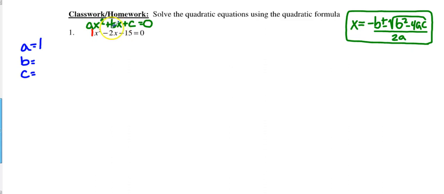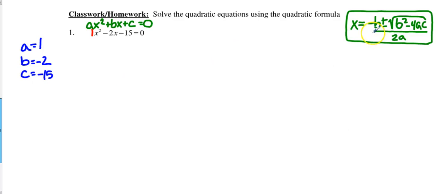Now I'm looking for b, the coefficient next to x, the constant number next to x. When I look, that's negative 2. And now c, I'm looking for my constant term that has no variable, and that's a negative 15. Making sure we get our signs right is important. If I dropped a negative here by accident, the rest of my work, no bueno. It's going to come out wrong.